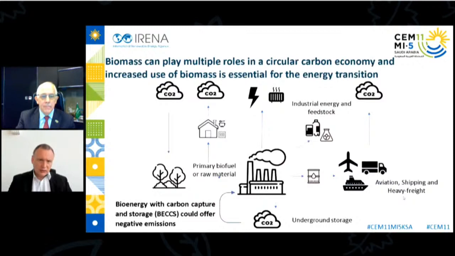Also maybe worth highlighting that biomass in combination with CO2 capture and storage is one of the very few negative emission options that we're going to need going forward.